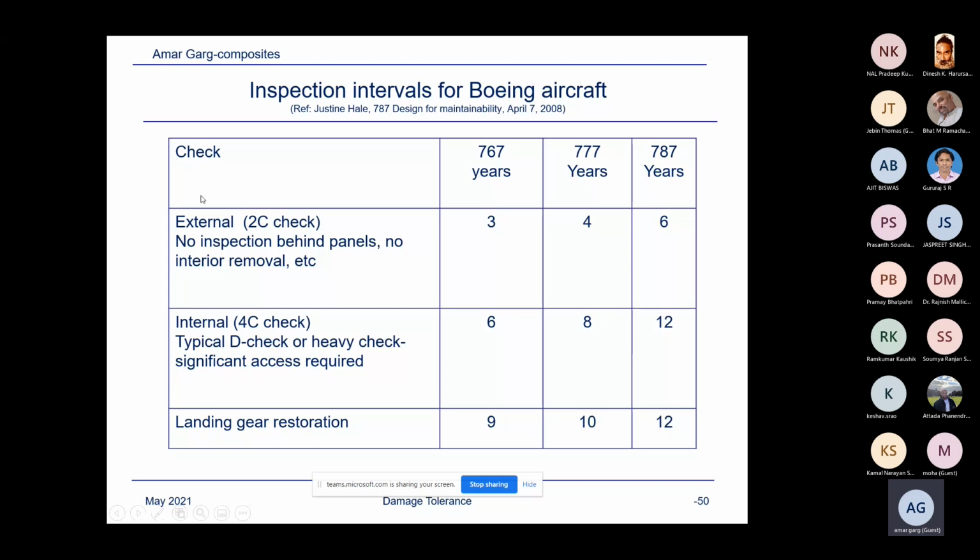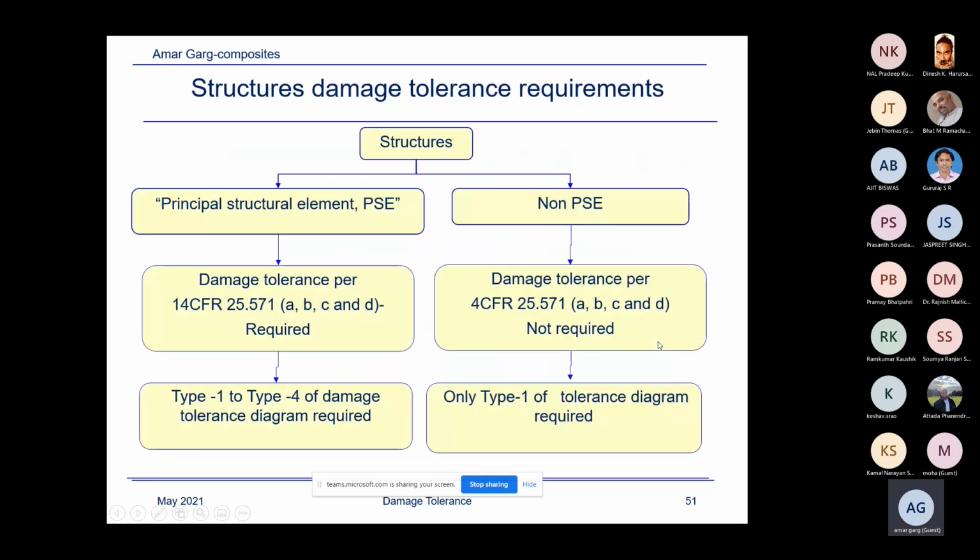So that's why the 787 has a much larger inspection interval, because they have been able to design it with composite structures, not like metals which require frequent inspections. That's the reason they have been able to increase the inspection intervals for 787. Okay, structure detailed damage tolerance requirement. I won't go into the details. I have already discussed this.